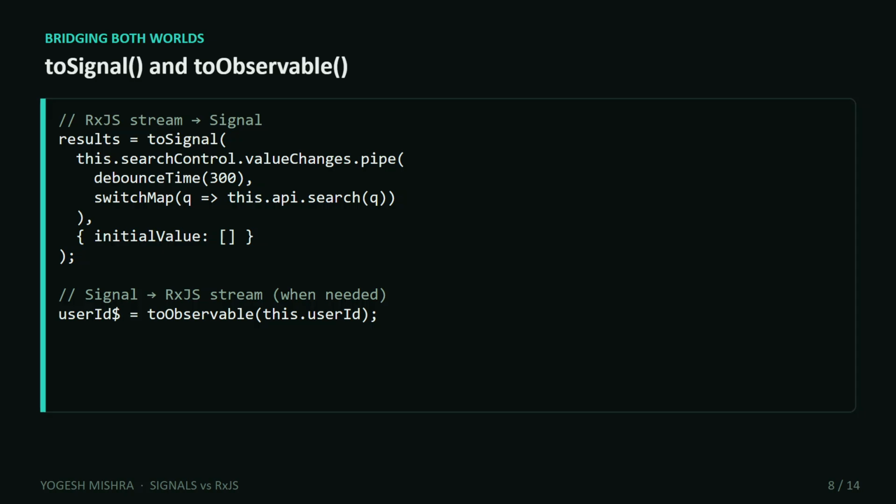The best pattern for something like search is to use RxJS for the hard part, such as debounce and switch map, and then convert the final result into a signal using toSignal. In the template, you simply read the signal. This way, you get the power of RxJS where it is needed and the simplicity of signals where you consume the data.